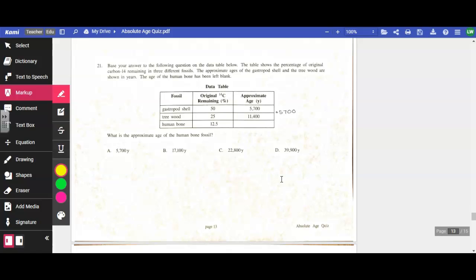Number 21, you're going to base your answer to the following question on the data table below. The table shows a percentage of original carbon-14 remaining in 3 different fossils. The approximate ages of the gastropod shell and the tree wood are shown in years, and the age of the human bone has been left blank. What's the approximate age of a human bone fossil? So notice that it seems to be going up by 5,700 for each one. So what would that mean for the age of the human bone fossil?